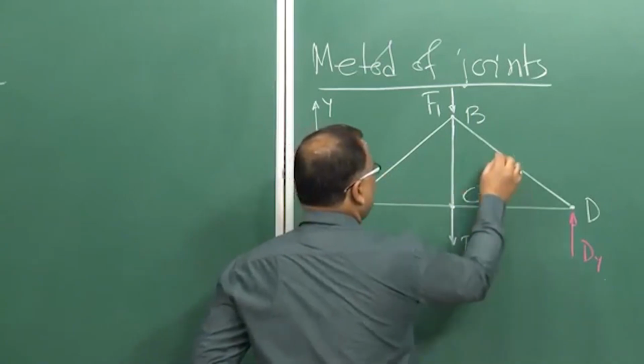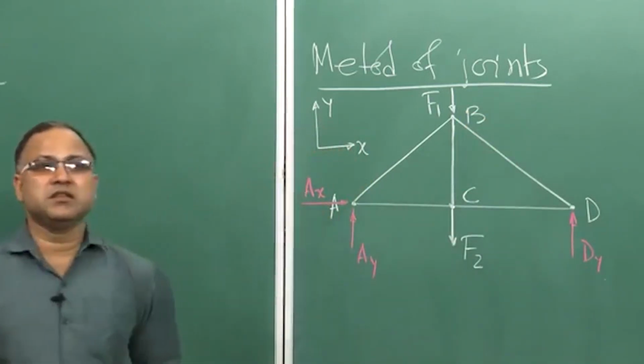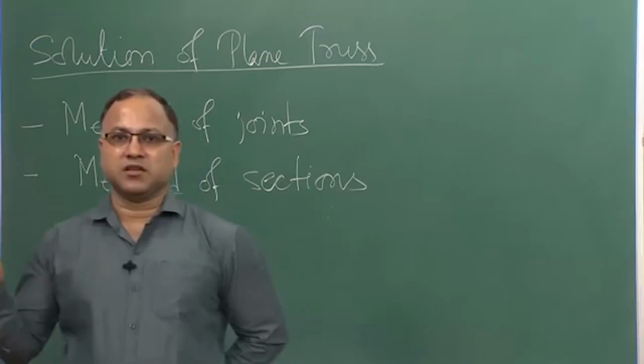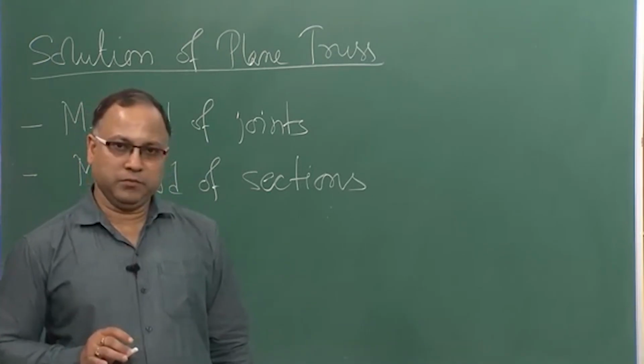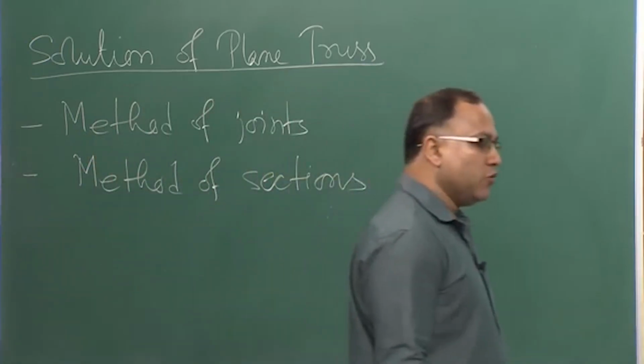1, 2, 3, 4, 5. So, therefore, this is a just rigid truss. So, all those checks we have done before analyzing the problem. Now, in method of joints, what do we do?